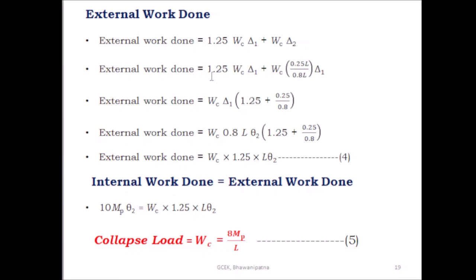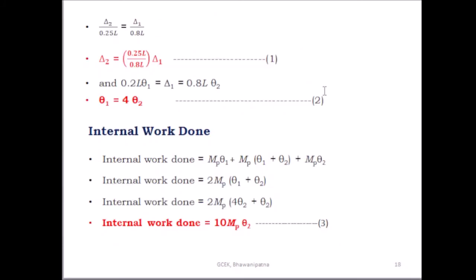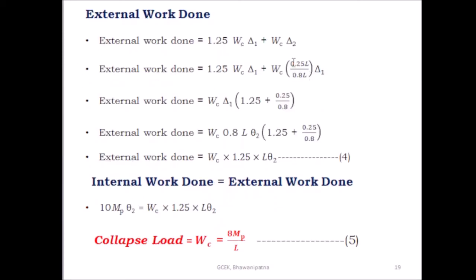Then the external work done is equal to 1.25 WC into delta 1 plus WC into delta 2, but we know the delta 2 value: delta 2 is equal to 0.25 L by 0.8 L into delta 1. So put this delta 2 value here. Then after taking the common WC into delta 1, the external work done is equal to WC delta 1 into 1.25 plus 0.25 by 0.8. After simplification, the external work done is equal to WC into 1.25 into L into theta 2. So this is the external work done.